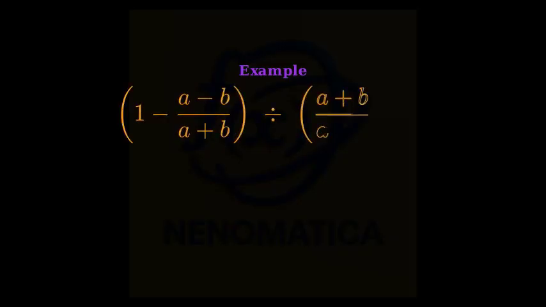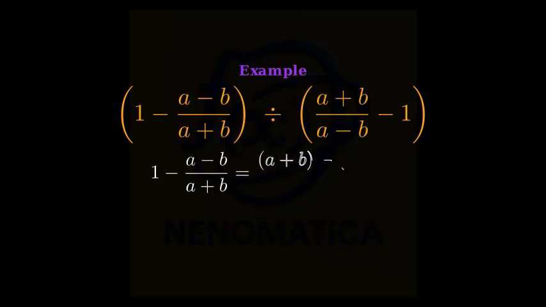In this example, we will simplify a complex fractional expression step by step using common denominators and the idea of dividing by a fraction as multiplying by its reciprocal. Step 1. Simplify the numerator and the denominator differences by putting them over common denominators.